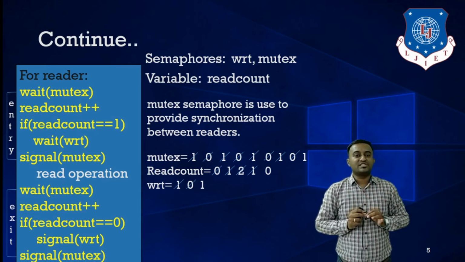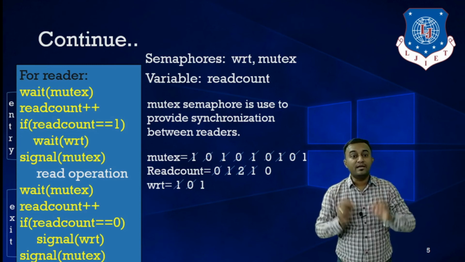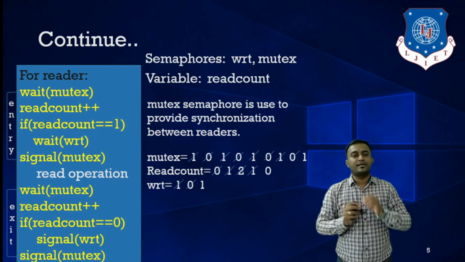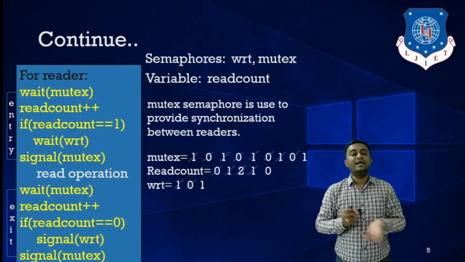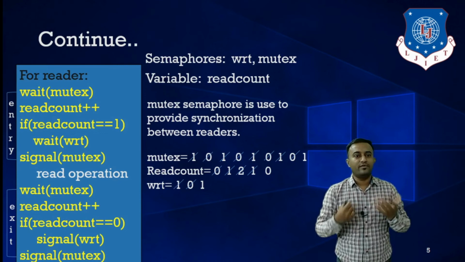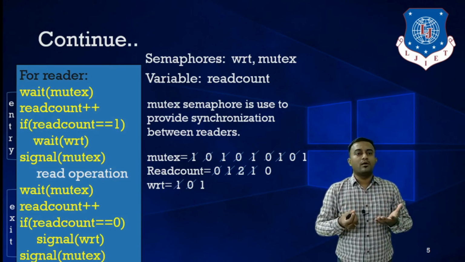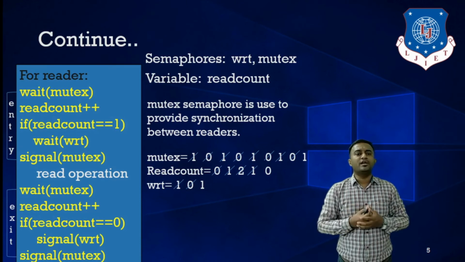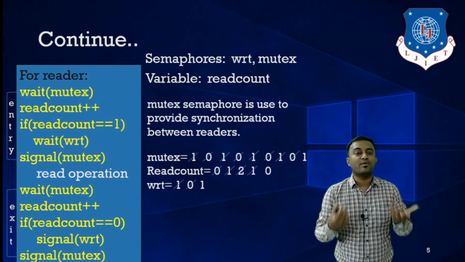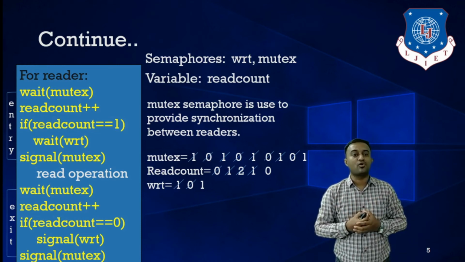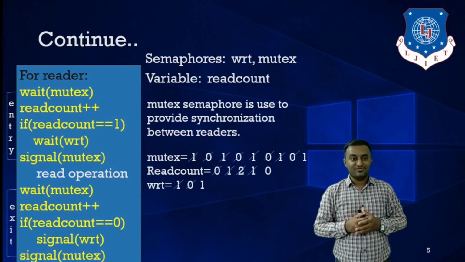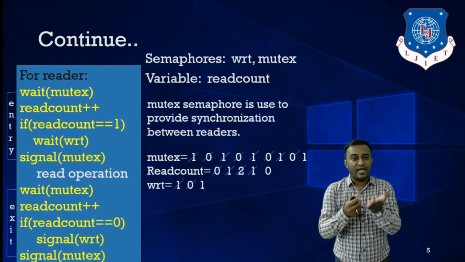Okay, so now again the value of mutex would be 1. Now the process P1, the first process, has entered the critical section and is doing the read operation. Now if any writer wants to enter the critical section, definitely it won't enter, because the wait operation cannot be performed by the writer process, because WRT, the writer semaphore's value, is already 0. Yes or no?